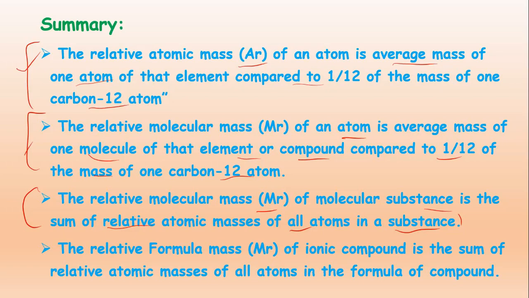Last one, relative formula mass, Mr, of an ionic compound is the sum of the relative atomic masses of all the atoms in the formula of a compound. We just have to add the atomic masses, and then we will get the Mr of the compound. So this was the summary related to the topics which we have covered.